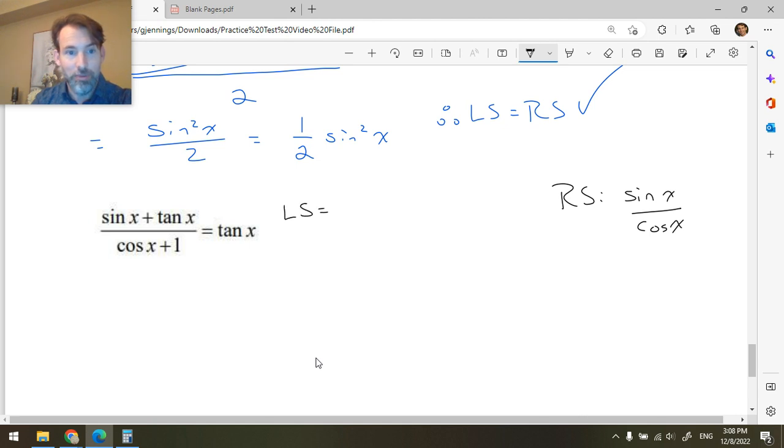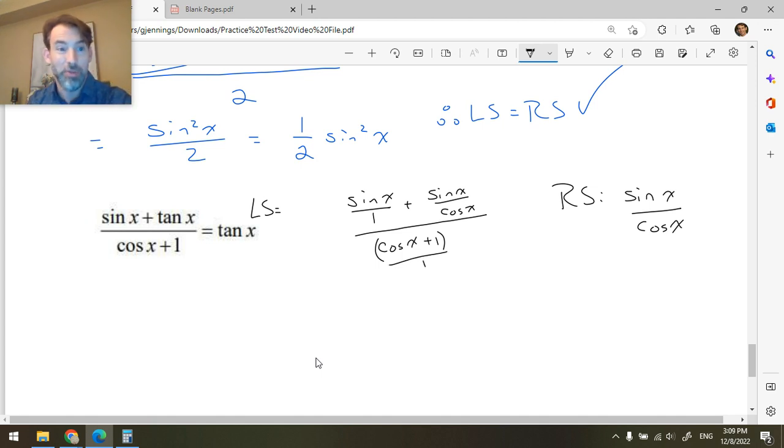The left side equals, well, sine x over 1, that's just sine x, plus sine x over cosine x. And I'm actually going to move this over a little bit. I'd like a little bit more space so I can save a line here. This is the left side is equal to that, all divided by cosine of x plus 1. And I'm going to remind you that everything is divided by 1 because I am going to flip that and multiply in just a second. All right, so sine x over 1 plus sine x over cosine x.